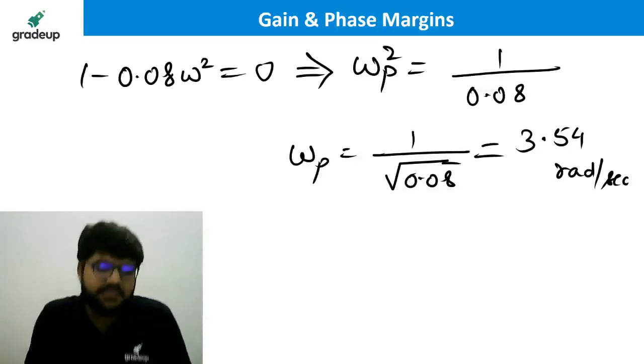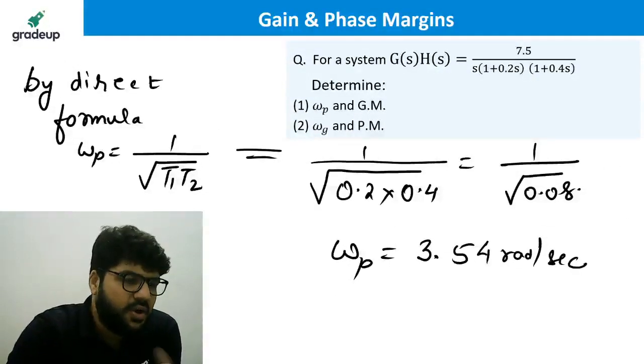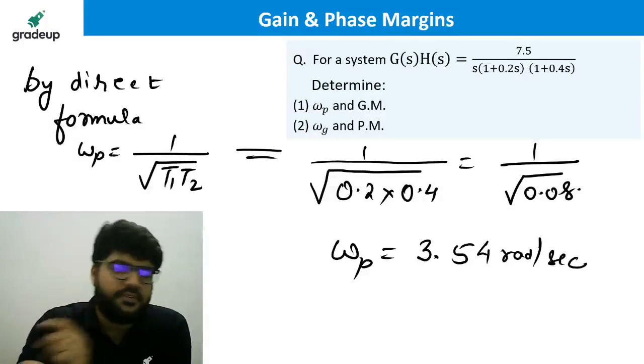But why did I tell the general method? Because every time the question will not be on this same function. It can be any G(s)H(s) given. So you will start solving by the general formula.